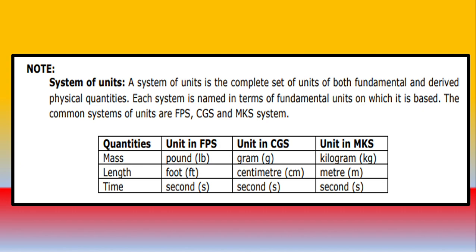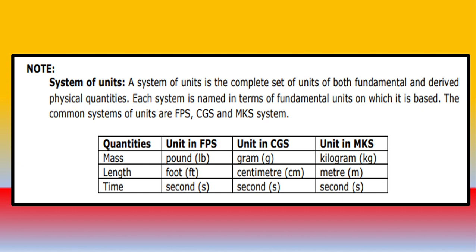In the beginning, FPS was the first unit system, which measures mass in pound, length in foot, time in second. Later, after certain years, there was the CGS system, that is mass measured in gram, length in centimeter, time in second. Similarly, the MKS unit system: mass in kilogram, length in meter, time in second. So like that we have FPS, CGS, MKS.